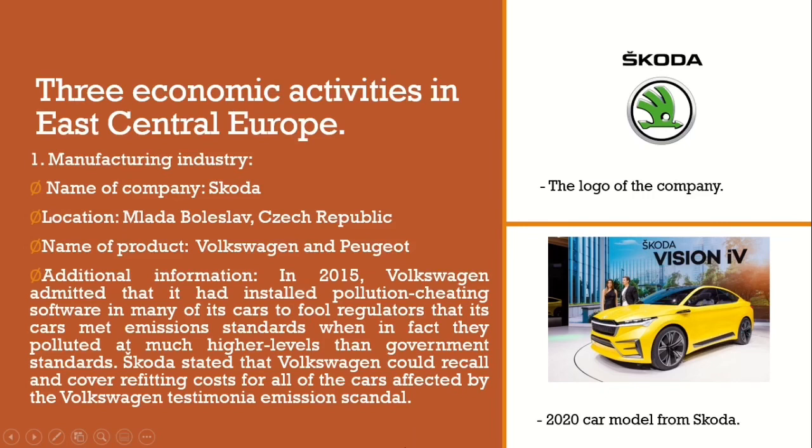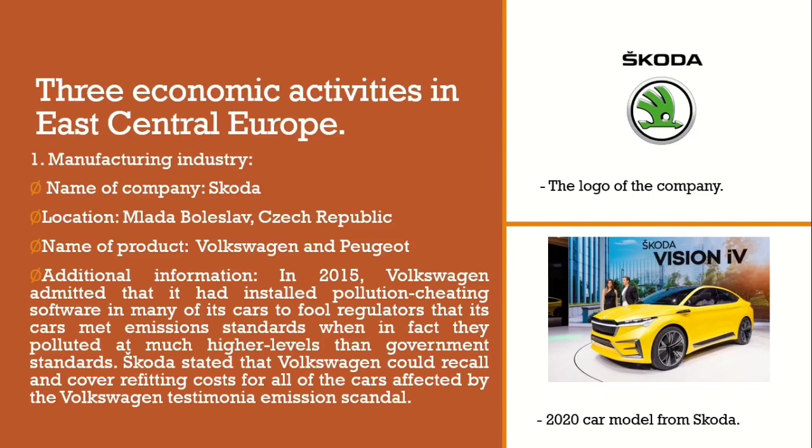Then the additional information, which is quite interesting for me: in 2015, Volkswagen, under Skoda, admitted that it had installed pollution cheating software in many of its cars to fool the regulators that its cars meet emission standards, when in fact they polluted at a much higher level than government standards. So Volkswagen had installed pollution cheating software in many of its cars to fool the regulators. The regulators, in Malaysia, we know as the Puspakom or the JPJ.